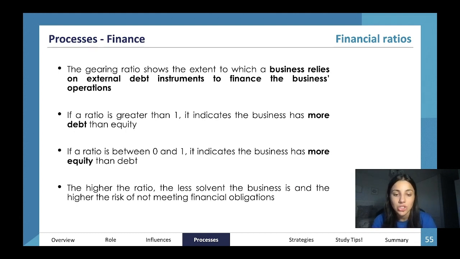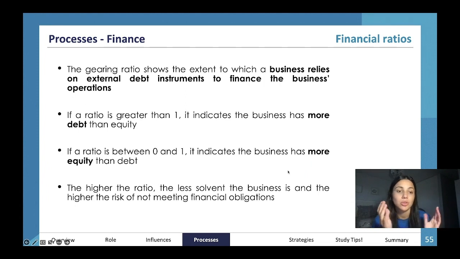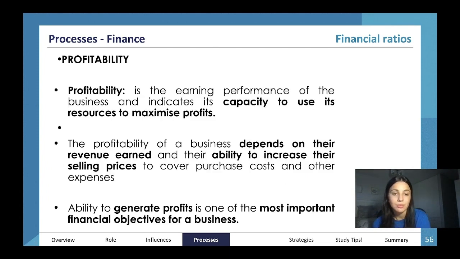So the higher the ratio, the less solvent the business is, because obviously it has more debt than it does equity, and the higher the risk of not meeting the financial obligation. So that's why the acceptable for large is 1 to 1 and the small 0.5 to 1, because it's making sure there's not too much debt and they're not over relying on that external finance.